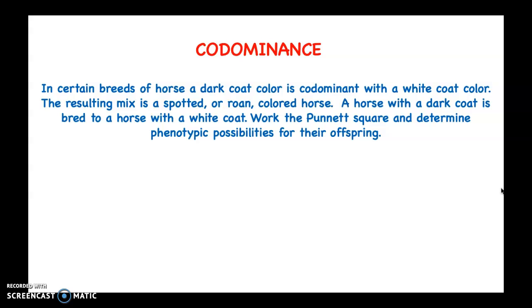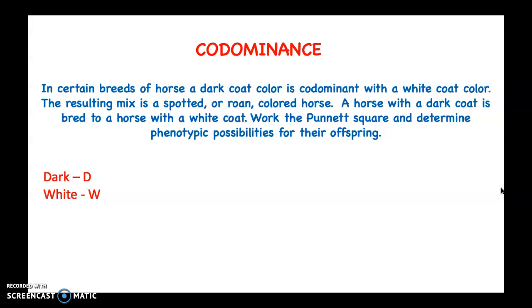Now let's move on. Codominance. Codominance means that the two alleles in the pair are both dominant alleles and both wish to be expressed. Because of that, we have to use two different capital letters. In this case, we're dealing with dark coat color and white coat color. So a big D for dark, a big W for white.